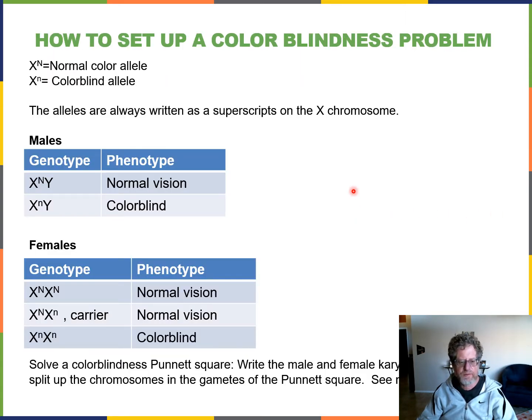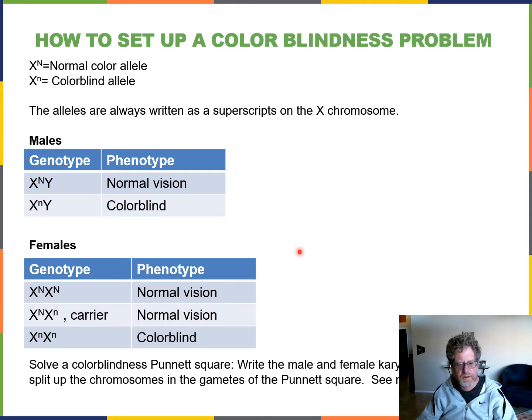Okay, so for a color blindness problem, we show that it's on the X chromosome, and we do a superscript. So X to the capital N is having the normal color vision allele, and X to the little n is having the color blindness allele. So if you're a male, there are 2 possible genotypes. Either you're X to the big N with a Y, or you're X to the little n with a Y. If you have the normal allele, you have normal vision. If you have the colorblind allele, you're colorblind.